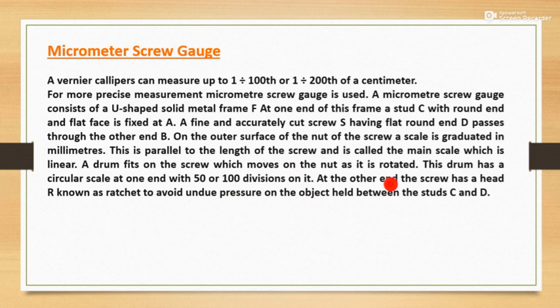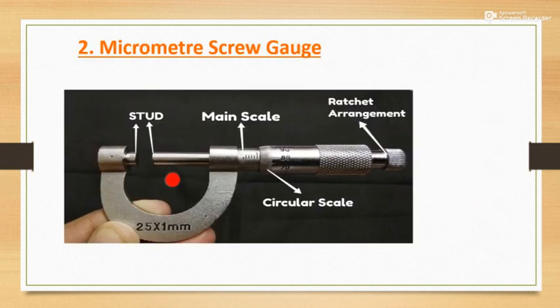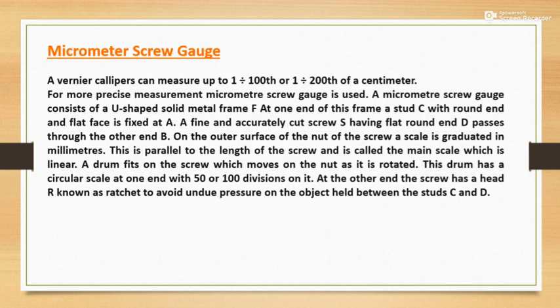At the other end, the screw has a head known as a ratchet, to avoid applying too much pressure on the object placed between the studs C and D. When the object is fixed between these two parts, we use the ratchet part, and when the object is held in this part, we can tighten it with the help of the ratchet. Okay, now how to use the micrometer screw gauge, let's start.